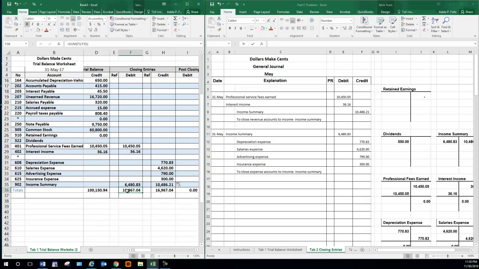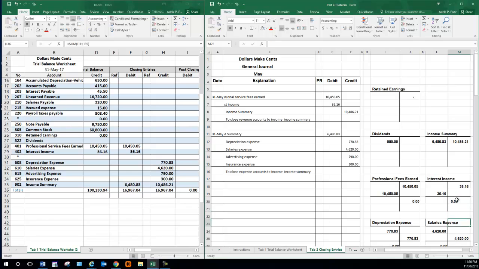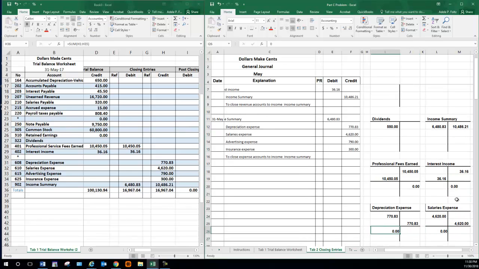Okay, so here I do have my debits and credits totaling. I'm still in balance, so that's good. I've posted both my closing entry for my revenue and my closing entry for my expense. Okay? And now all of my revenue accounts and all of my expense accounts have a zero balance, ready to start recording our first revenue and expenses of June.